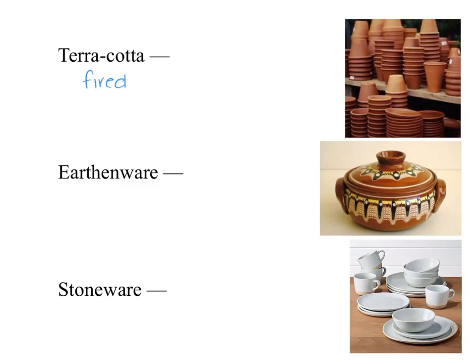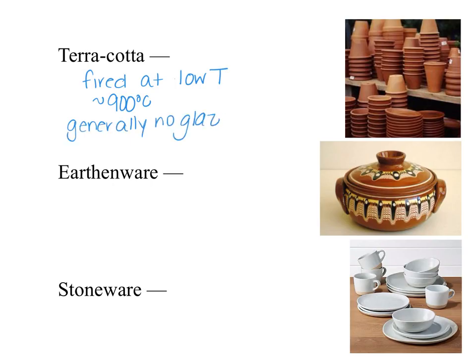This is fired at a really low temperature. Right? It's about 900 degrees Celsius, and there's generally no glaze. Right? And so because there's no glaze, it is very porous. Right? And so an example of that would be these terracotta pots. We use these a lot of times for planting flowers. They're pretty cheap at a hardware store. So that's kind of the first example of pottery.